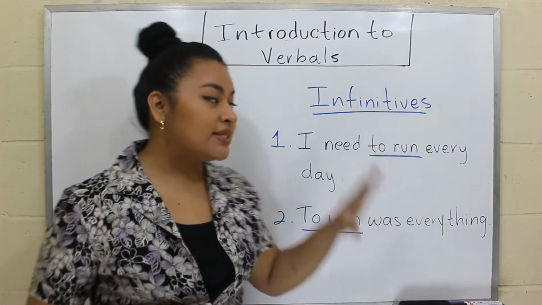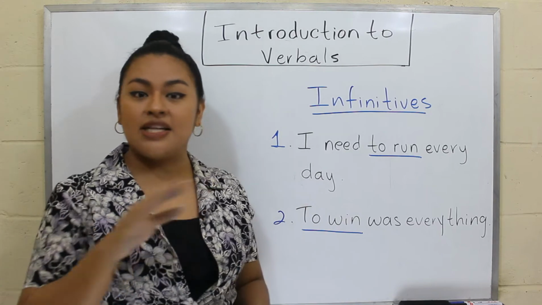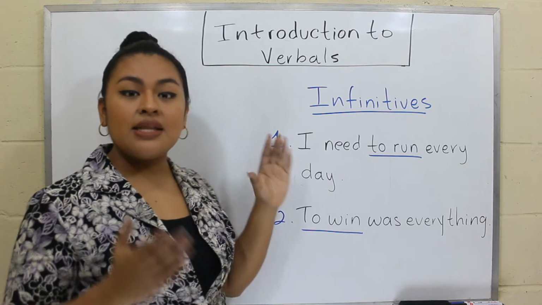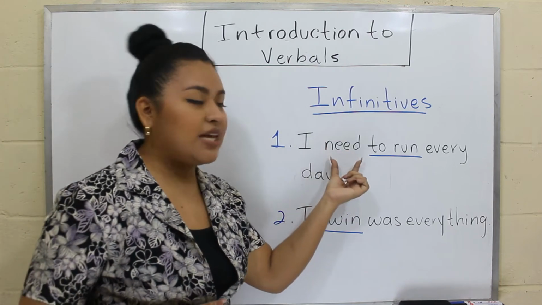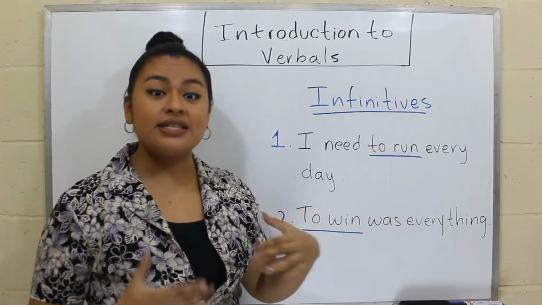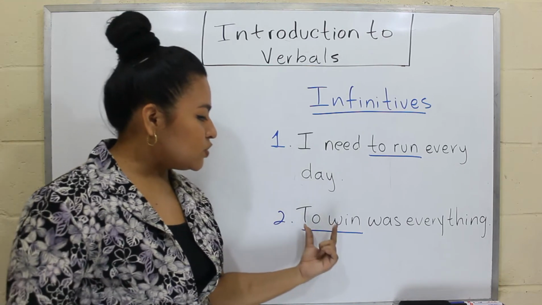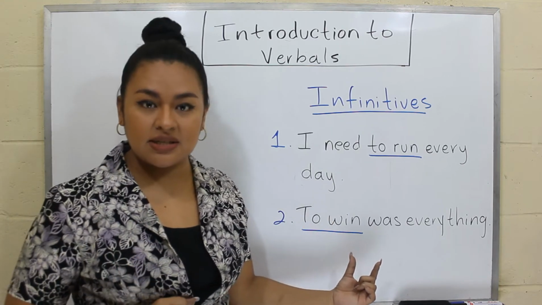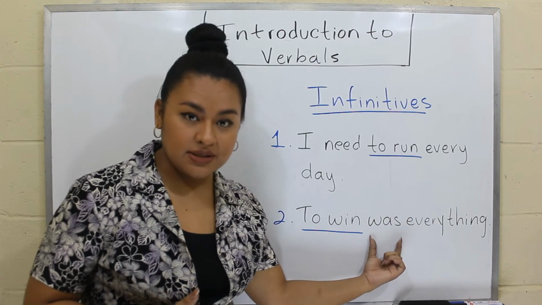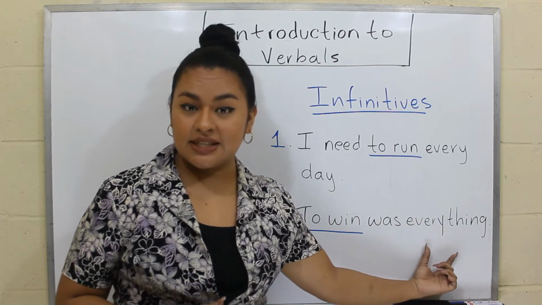And I want you to look and see that in these 2 sentences, the infinitives are not the main verb of the sentences. In example number 1, the main verb is need. I need what? To run. So to run is the direct object of this sentence. And in the next example, to win is the subject of the sentence because the main verb of this sentence is was. This is the subject, the main verb, and the predicate nominative.